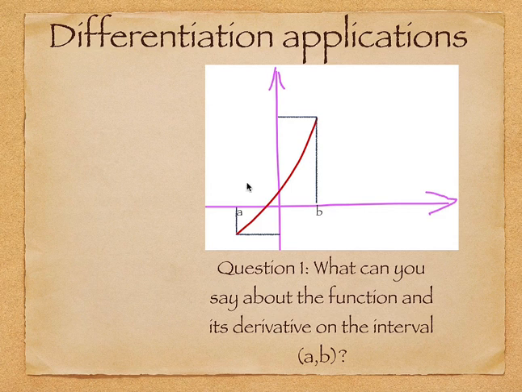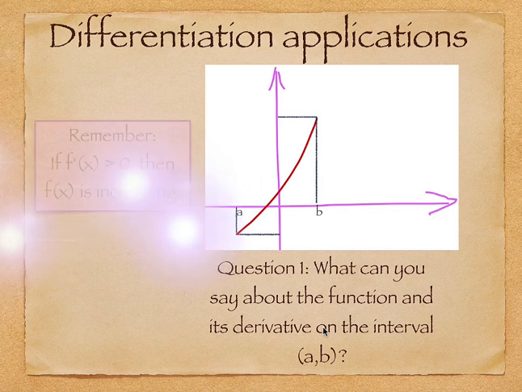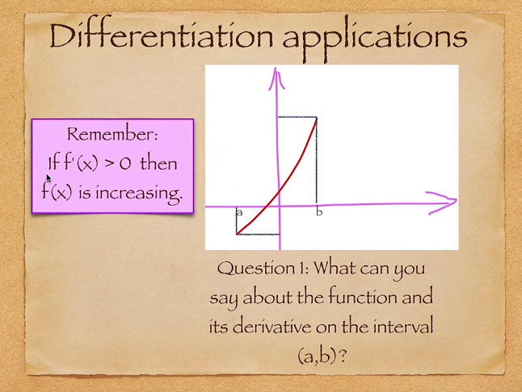Now, look at this example. We have a graph of a function on an interval [a, b]. The question: what can you say about the function and its derivative on the interval [a, b]? Remember, derivative positive, function increasing. We can see here that the graph is of an increasing function. So that's what we can say about the function. It's an increasing function, and because it's increasing, the derivative must be positive.